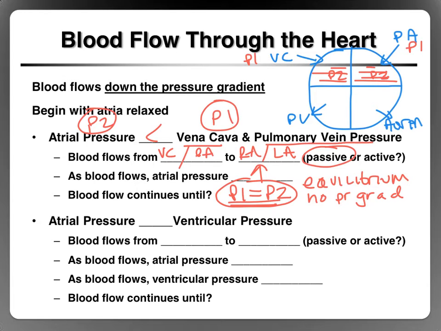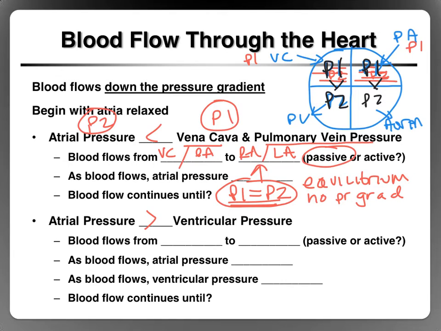Now let's talk about blood flow into the ventricles. So now we're talking about a different pressure gradient. So now we have P1 here and P2 here. And we have these valves. As the atria were filling, the pressure in the atria was rising, and at the end of filling, atrial pressure is greater than ventricular pressure.